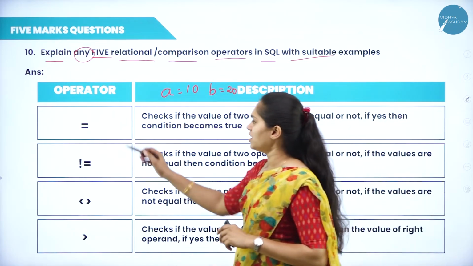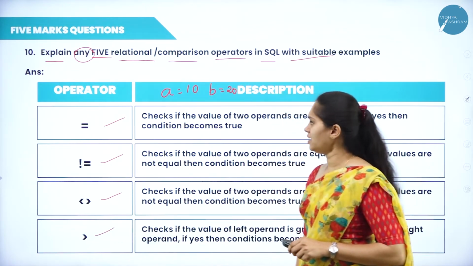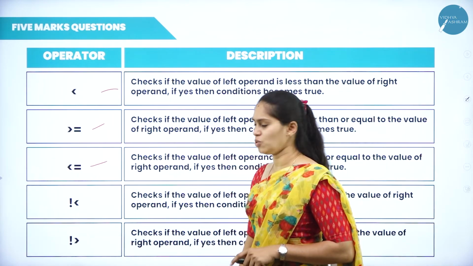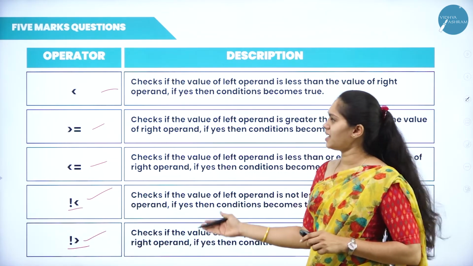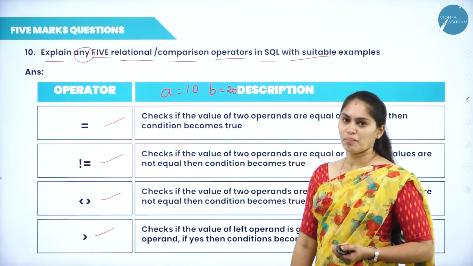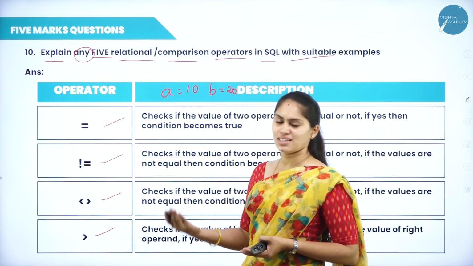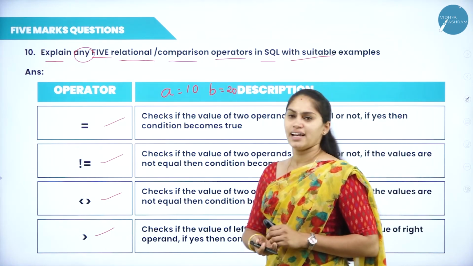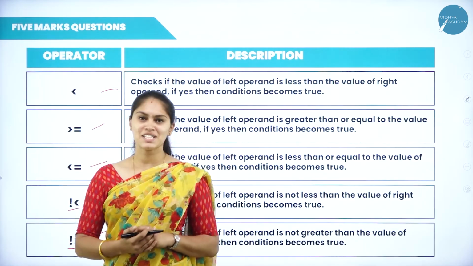So what do we have? Equal, not equal, this is also not equal, greater than, lesser than, greater than or equal to, lesser than or equal to. We also have not lesser than and not greater than. These are the relational or comparison operators. Take the values of A and B and compare whether they are equal, lesser than, or greater than. That kind of operation can be performed with the help of the relational or comparison operators available in SQL.